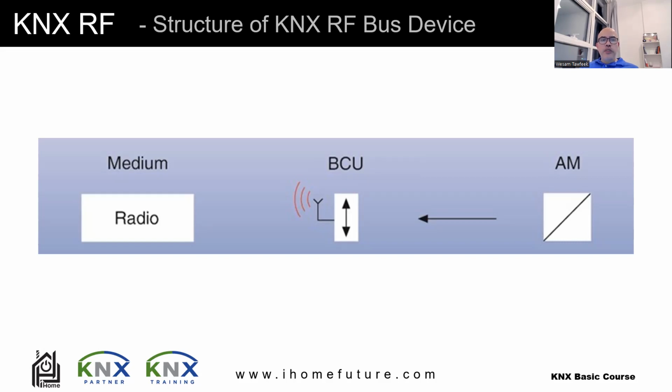Also, there's some definition here, the unidirectional and the bidirectional. Unidirectional devices will only send or receive. This is a unidirectional device. Uni, like one direction. A bidirectional device can send and receive at the same time.